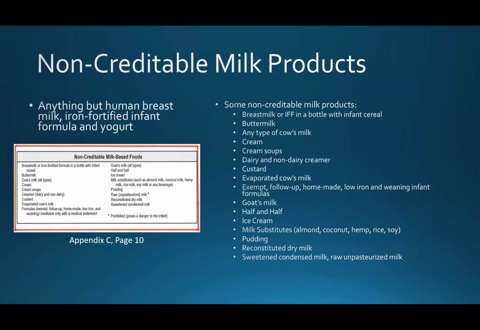This page lists non-creditable milk products for infants. The list includes anything but human milk, iron-fortified infant formula, and yogurt. Yogurt can be served as a meat alternate for older infants.